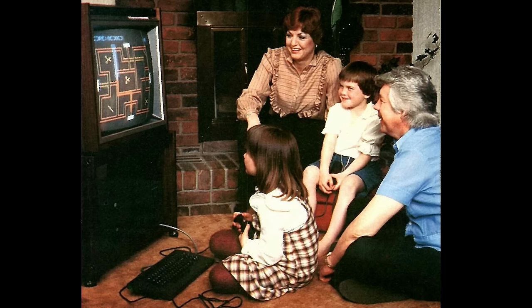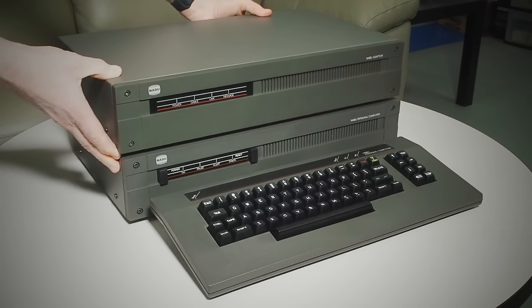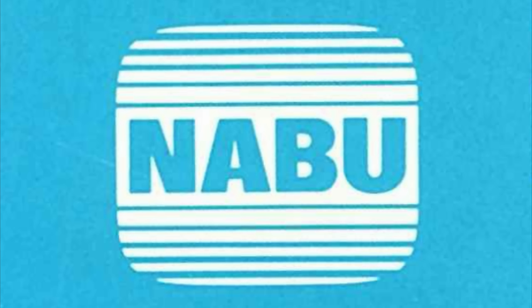Or maybe you could download it over a telephone line very slowly. But if you had a NABU PC, you could get new software in a few seconds from the comfort of your own home. The NABU came with a cable modem that could download applications directly from the NABU network over your cable television service. The NABU network was an amazing technical achievement, but it never caught on. By 1985, NABU went out of business and the NABU network went dark.